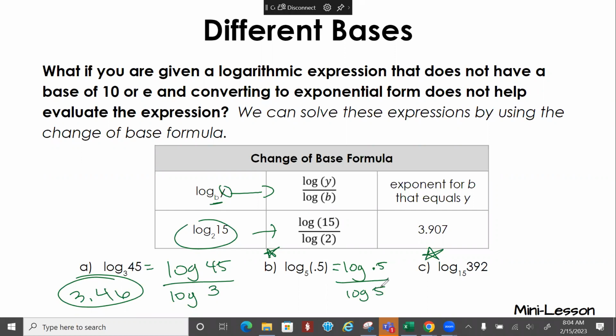Okay. And when we plug that into our calculator, what are we going to get? Log of 0.5 divided by log of 5. That's going to give us something roughly around negative 0.43-ish, right? Okay, on this one, we've got log of 392 divided by log of 15.